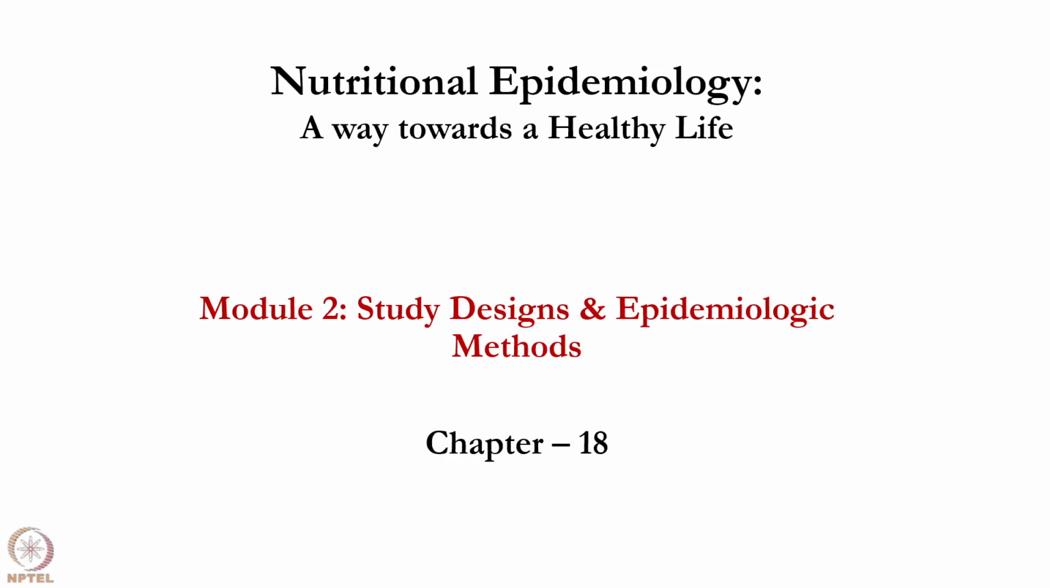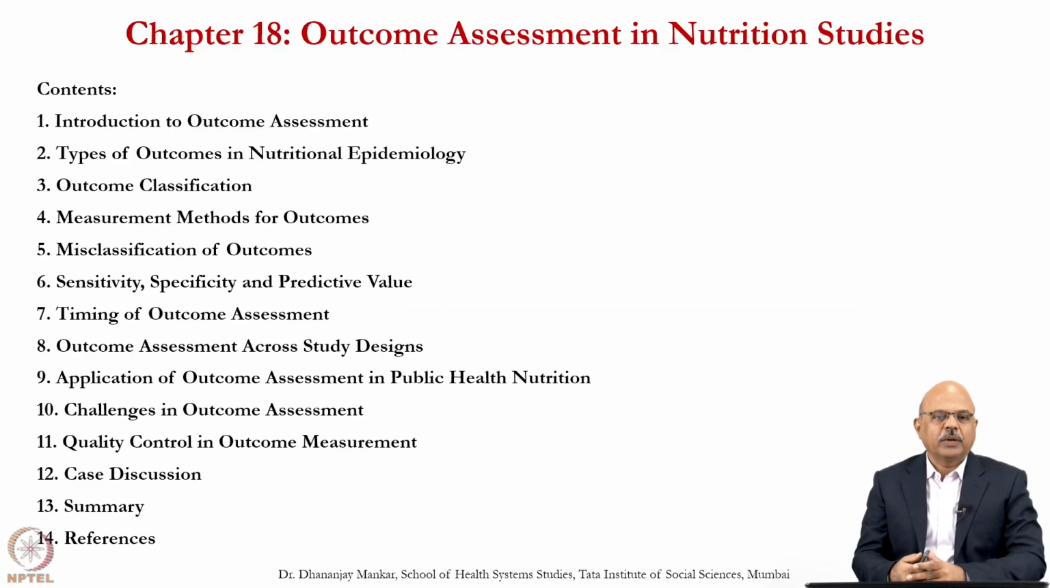In Module 2 of Study Designs and Epidemiological Methods, for Chapter 18, we will be studying outcome assessment in nutrition studies. So what is the importance of outcome and the assessment to be done for this? The types of outcomes in nutritional epidemiology, the outcome classification, measurement methods for the outcome, misclassification, sensitivity, specificity and predictive value, timing of outcome assessment across study designs, the applications of the outcome assessment in public health nutrition, challenges in outcome assessment, the quality control in outcome measurement. Additionally, a case discussion will be taken ahead.